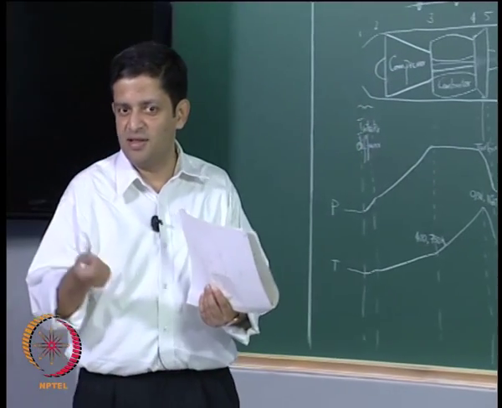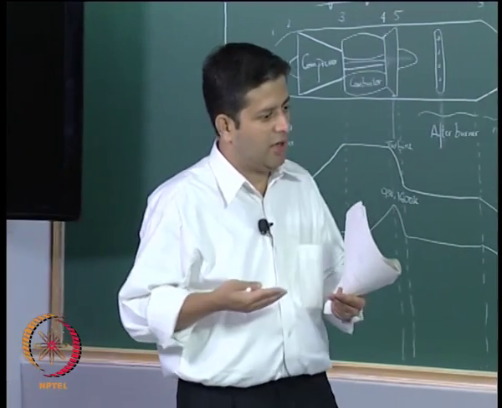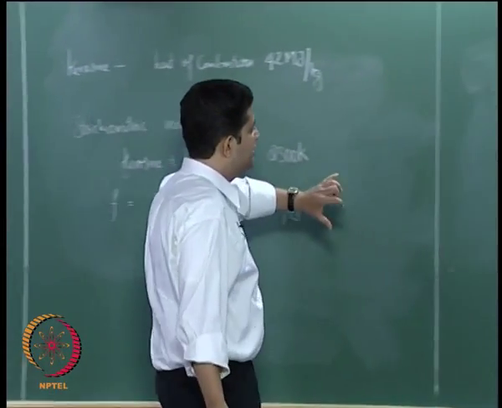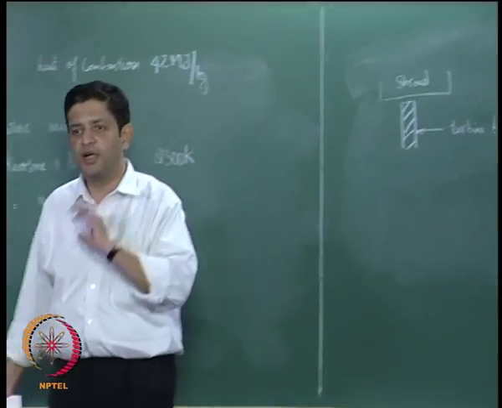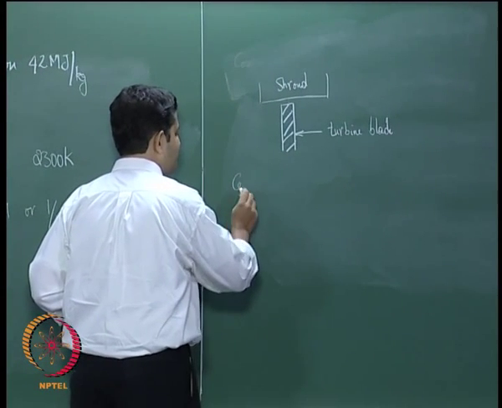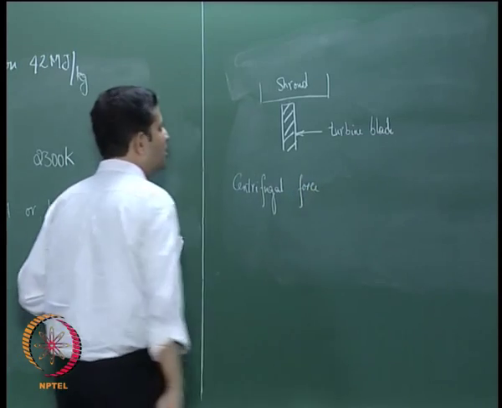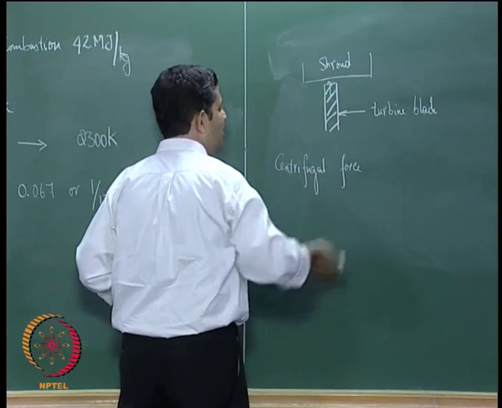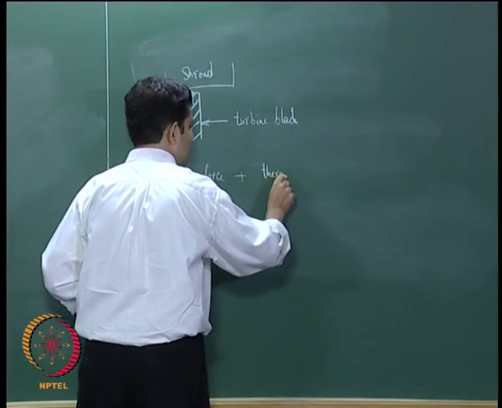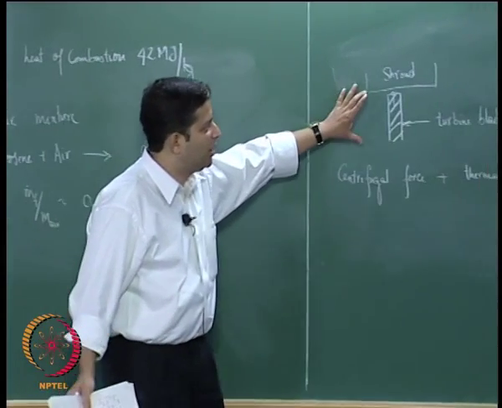If you see railway tracks, there is a small gap between two railway tracks. Why is it there? To compensate the elongation due to heat. Yes. During summer, the temperature increases and therefore the gap reduces. Something similar is what you see here. Firstly, the turbine blades are rotated at very high RPMs. So there is an enormous amount of centrifugal force acting on them. Now there is a centrifugal force acting in this direction. In addition to that, there are thermal stresses that are developed. Okay. Now, which lead to elongation of the blade.